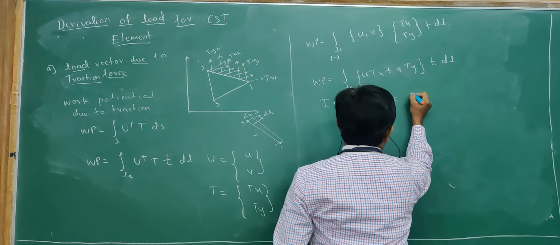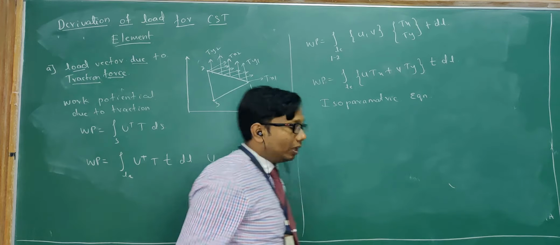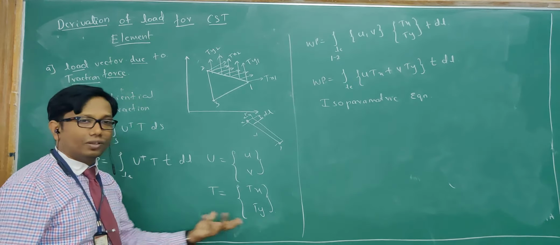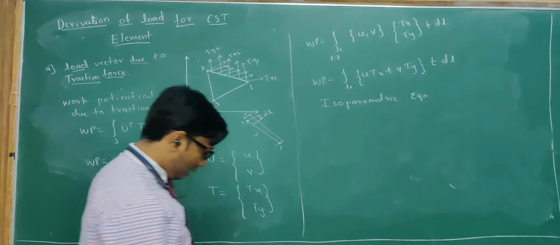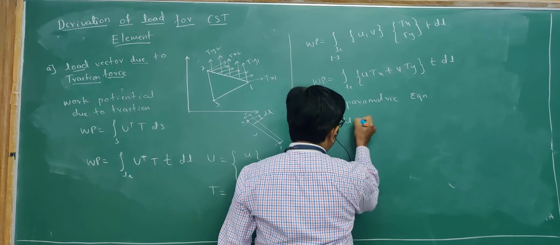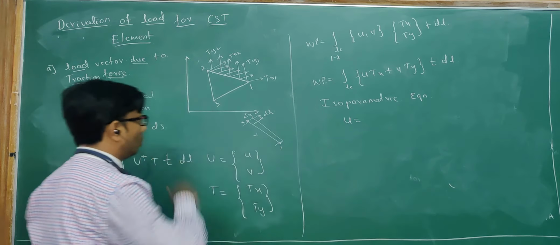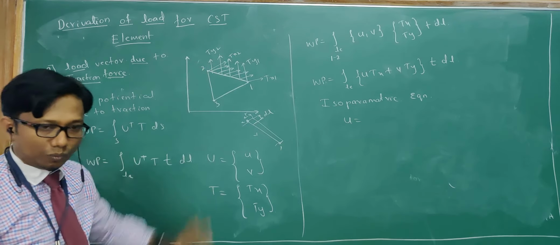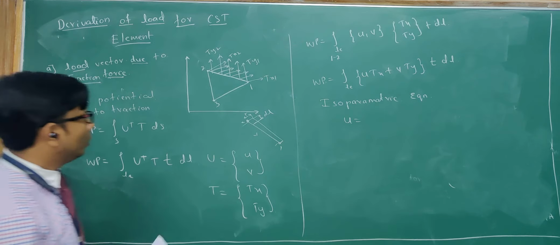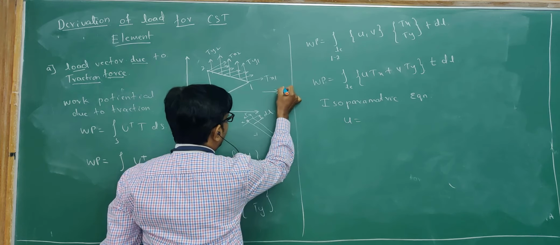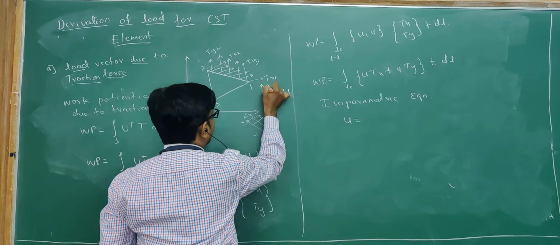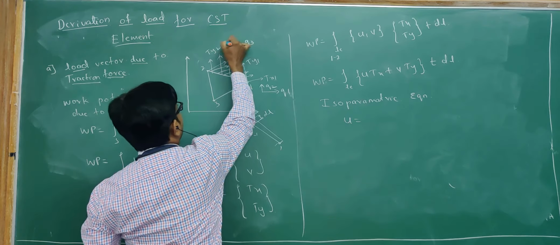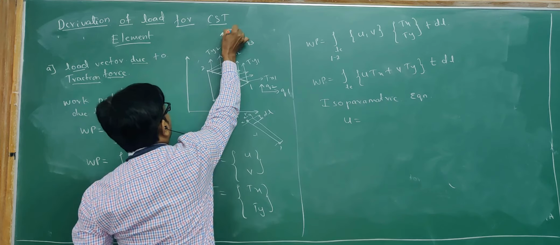Okay, parametric equation. So here what happens? Once again, the isoparametric equation is nothing but the shape function equation which we will be seeing here. So what will u be here? You have to see what u is. We are interested only in nodes 1 and 2 because the load is acting on nodes 1 and 2. Node 1 has q1 displacement along the x-axis and q2 displacement along the y-axis. Node 2 will have q3 displacement along the x-axis and q4 displacement along the y-axis.